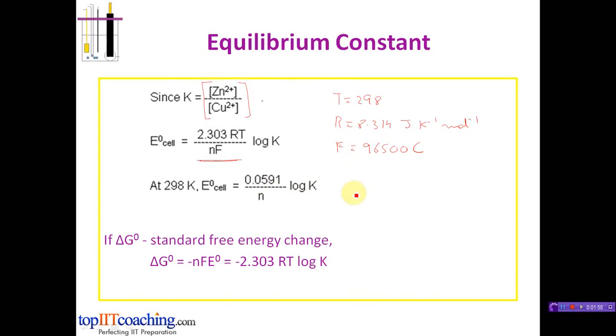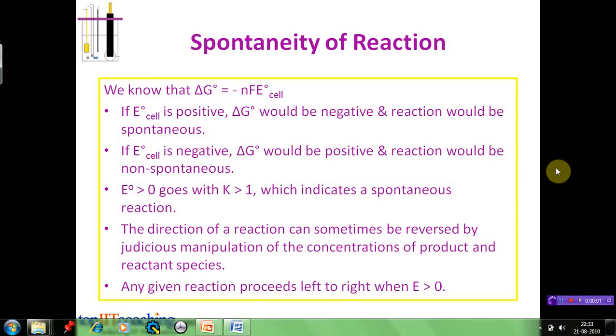Now we just discussed a formula, that is minus delta G is equal to nFE. I hope you remember this. We can also write it as delta G is equal to minus nFE, or delta G0 is equal to minus nFE0. If we replace the value of E0 from this equation, we get delta G0 is equal to minus 2.303 RT log K. With the help of the relation delta G0 is equal to minus nFE0 cell, we can determine whether a given cell reaction is spontaneous or not.